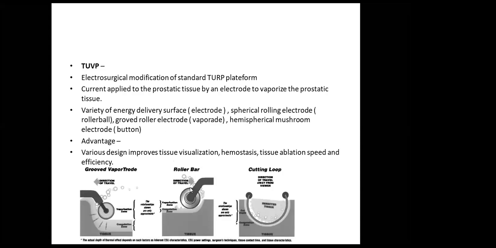Next, it is a transurethral vaporization of the prostate, which is the electrosurgical modification of the standard TURP platform. Here, the current is applied to the prostatic tissue by an electrode to vaporize the prostatic tissue. A variety of energy delivery systems can be seen: grooved vaporizer, roller ball, cutting loop. The advantage of this technique is the various designs improve the tissue visualization, hemostasis, tissue ablation speed, and efficiency.